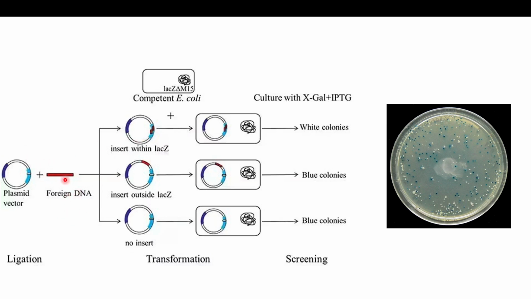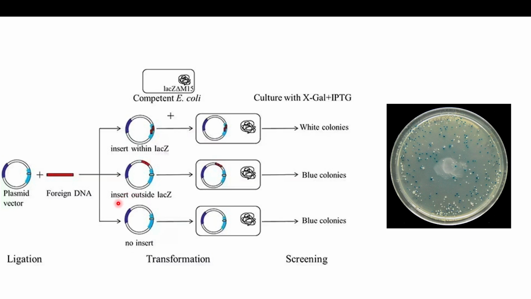But if the foreign DNA is inserted in this particular region within the lacZ region, then functional beta-galactosidase won't be formed, and hence even in the presence of the substrate, only white colonies will be there. Because functional beta-galactosidase isn't getting expressed, alpha complementation doesn't occur, and hence this X-gal isn't getting broken down. So this is the ideal case scenario which we really want.